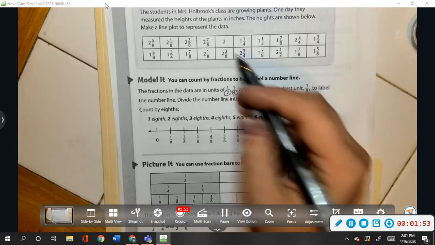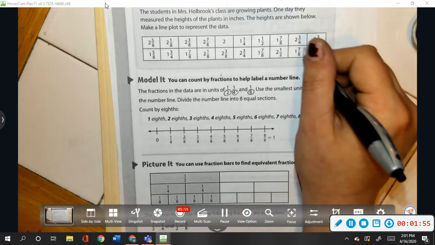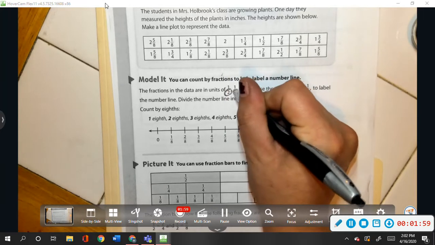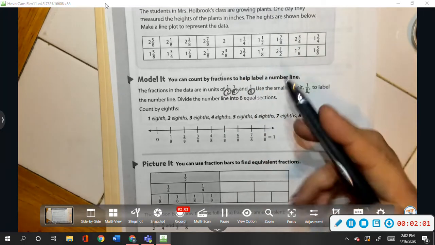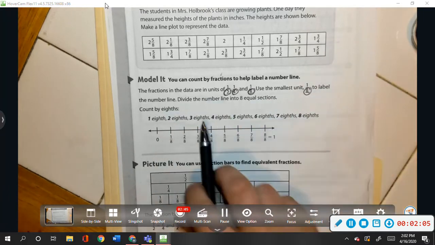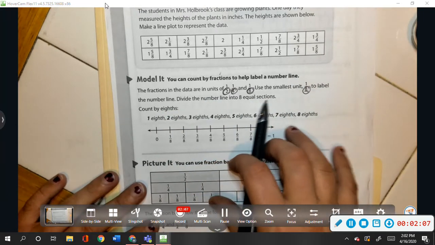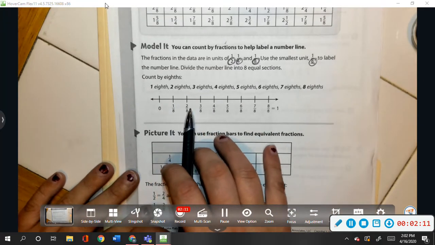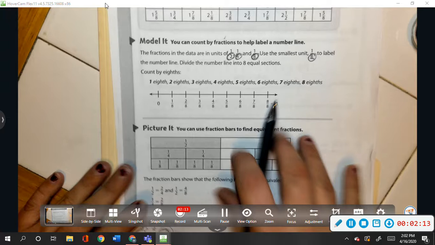We see that the data has representations of halves, fourths, and eighths. So we're going to take the smallest unit, an eighth, to label the number line. So we're going to divide the number line into 8 equal sections because we're using an eighth, and they've already done that. 1/8, 2/8, 3/8, so on.